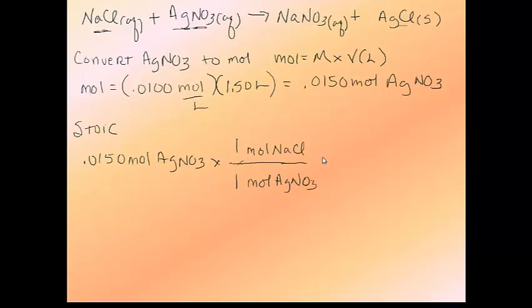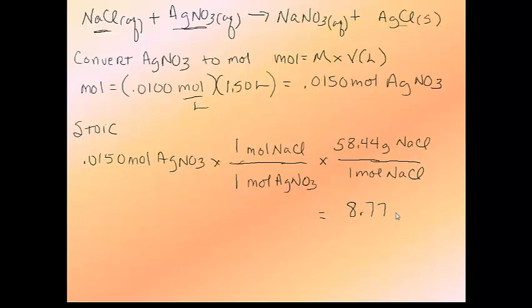And since it's asking me for mass, I need to convert moles of sodium chloride to mass, so I am going to put in my molar mass ratio right off the bat instead of doing it in 2 steps. My answer should be 3 sig figs. So I need 8.77 grams of sodium chloride. I need to place that into solution, and that will be precipitating out all the silver if it gets mixed together.